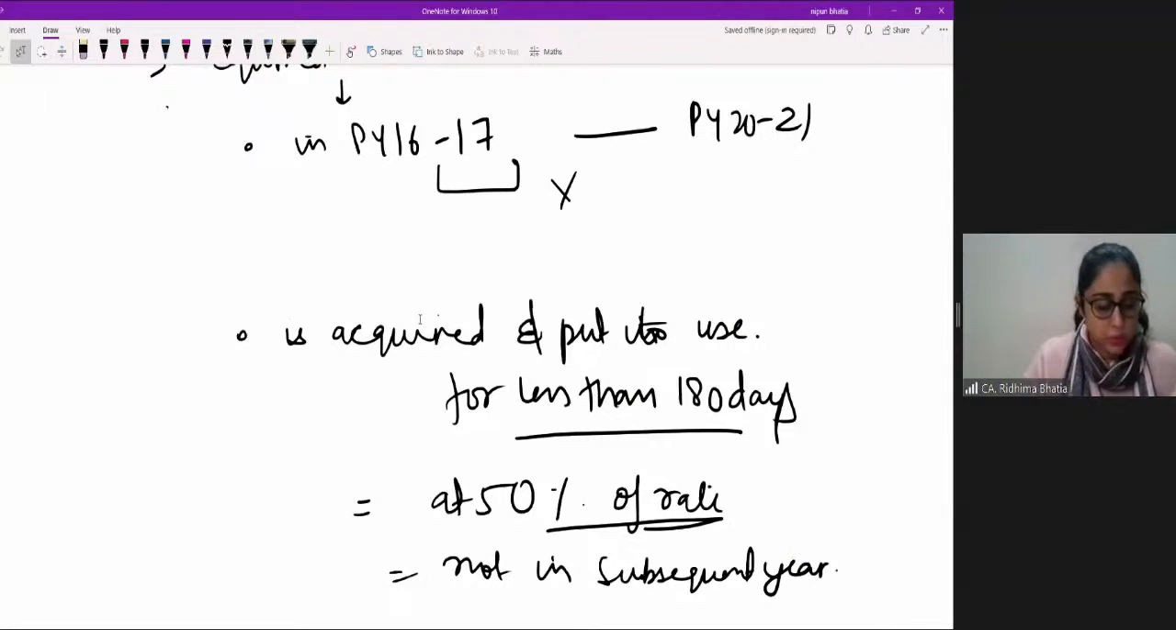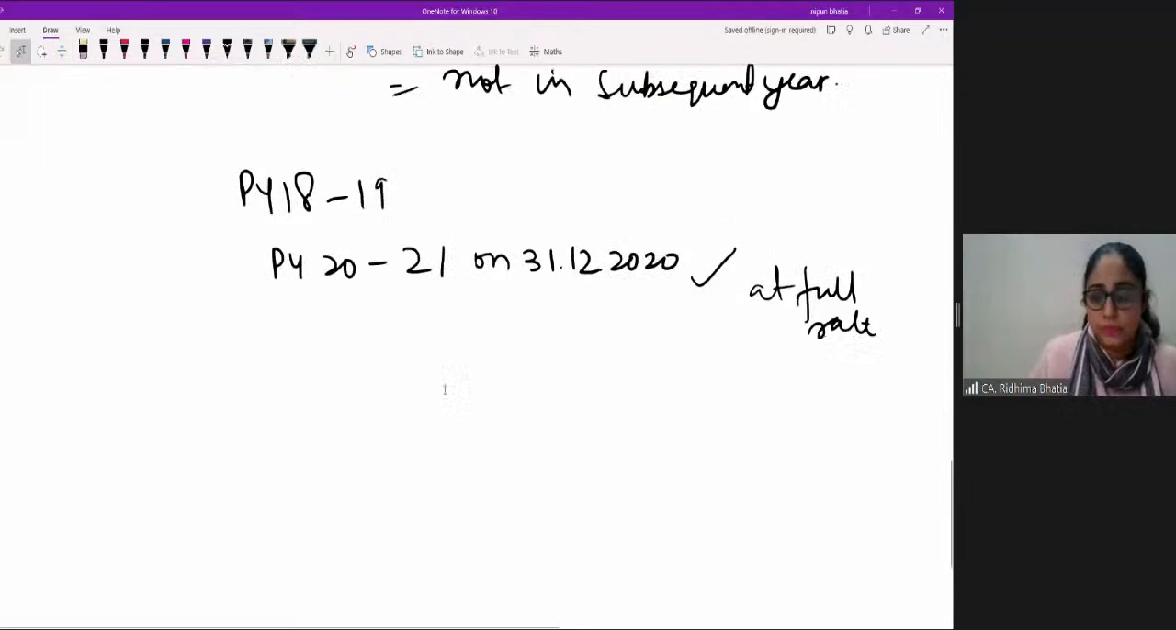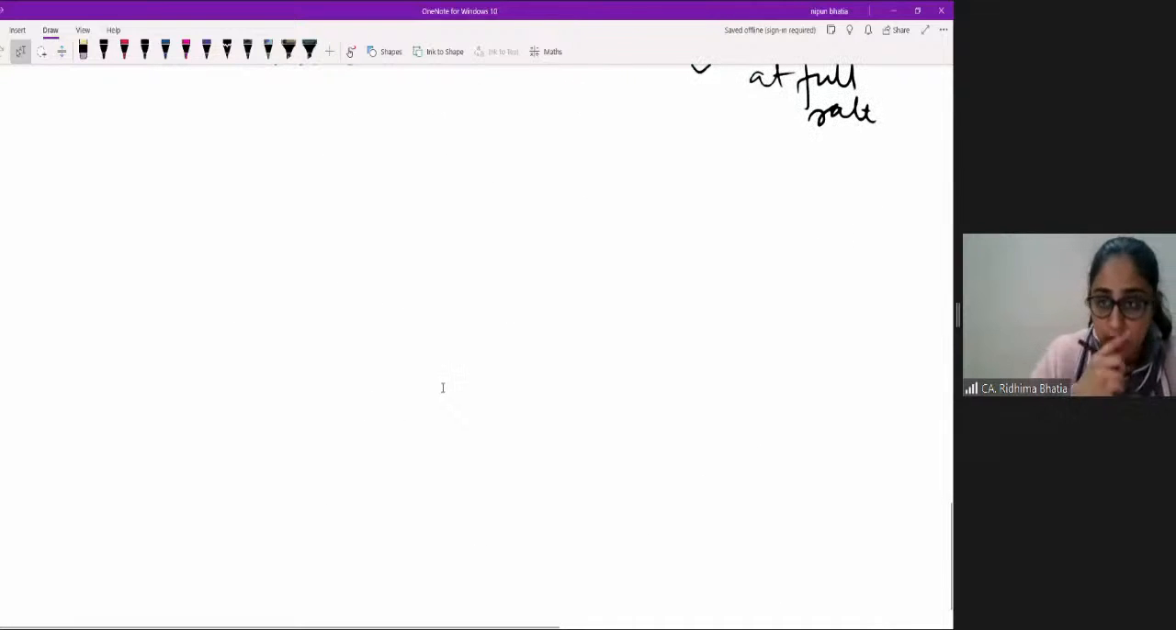Next, we come to the rates and method of depreciation. I told you about half year and put to use 180 days. For you, if it is acquired and put to use till 3rd October, it is said to be more than 180 days. If it is put to use on 4th October or later, it is less than 180 days. But still, make sure of it.